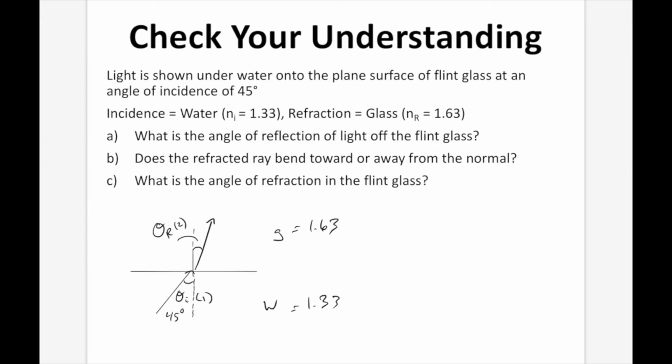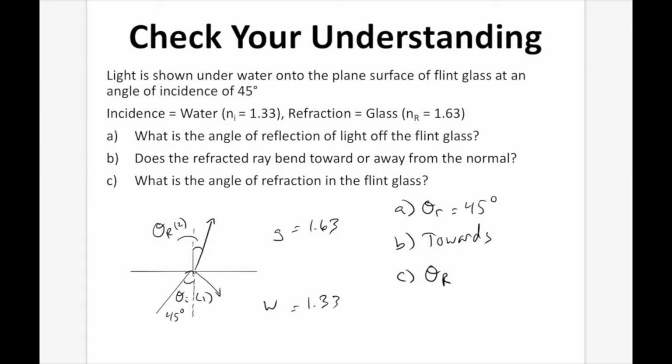So A says, what is the angle of reflection of light off the flint glass? Because we know we're going to get some partial reflection. So we know when it hits, it's going to bounce off this way as well. And what's the angle it's going to make when it bounces off? Well, the angle of incidence equals the angle of reflection. So the angle of reflection, little r, is going to equal 45 degrees. B, does the refracted ray bend towards or away from the normal? It's going to go towards the normal because we're going from fast to slow. So it's going to slow down and go towards the normal. That's our definition.